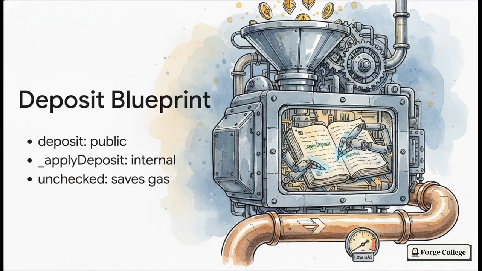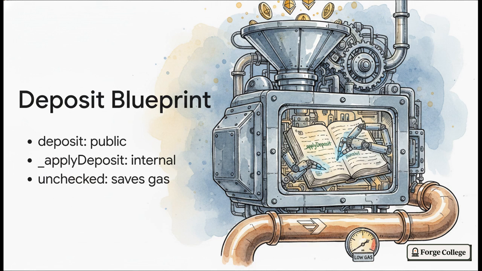So the crucial point is how we actually write the code to use that packed structure. We intentionally separate our public-facing deposit chute from the internal ledger updates. The public deposit function simply catches the Ether and makes sure the user actually sent something, meaning the value is greater than 0. Then it passes the job to an internal helper called applyDeposit. This internal helper handles the delicate state updates.